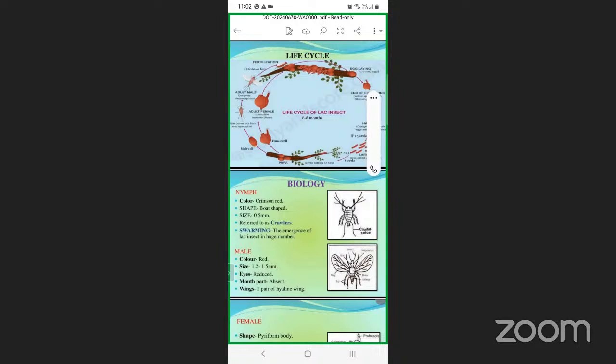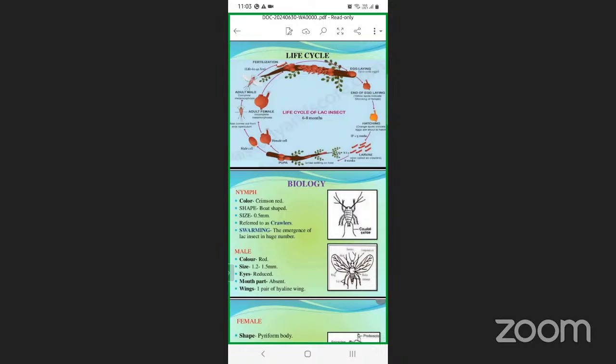Only once it will lay the eggs. When it is laying eggs, yellow spots will come. Once it lays the eggs, one female will lay 300 to 1000 eggs. That female is not going away from that particular host. It remains there only.